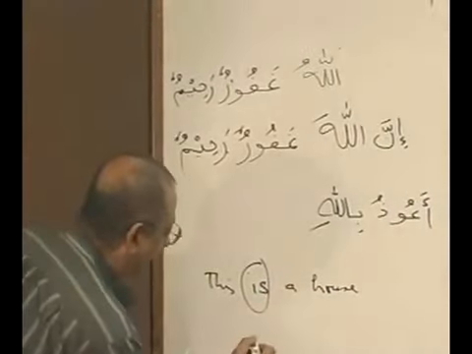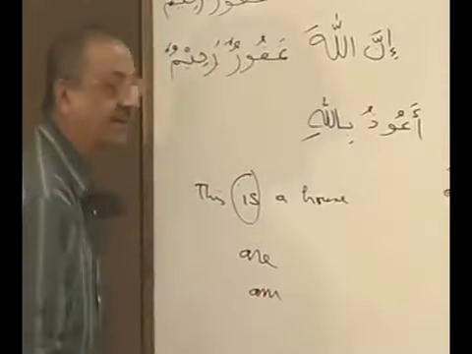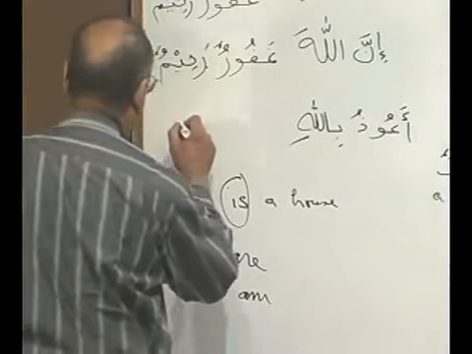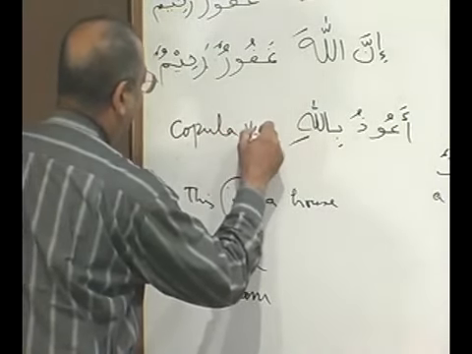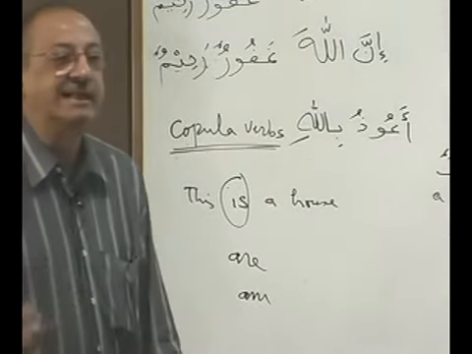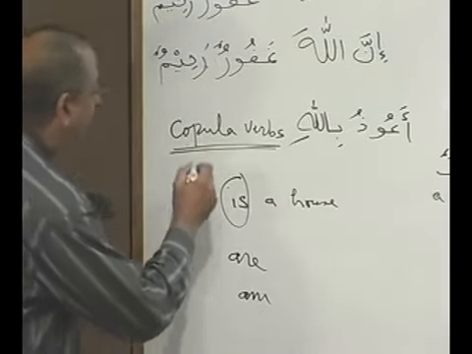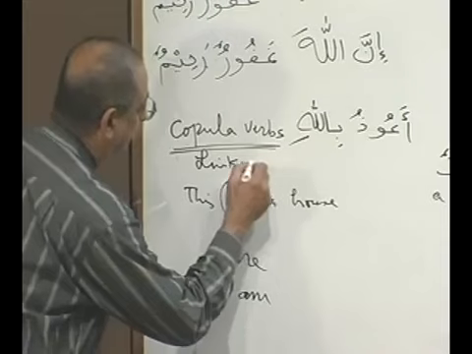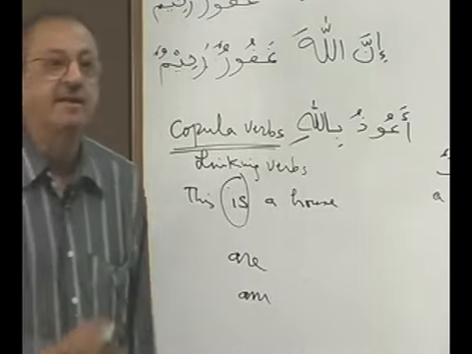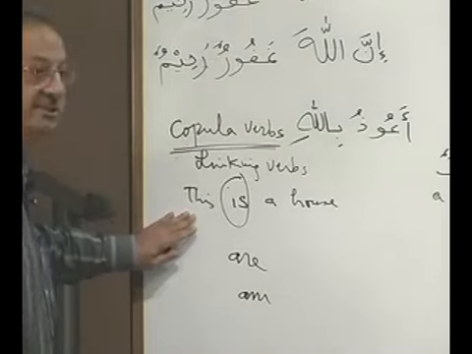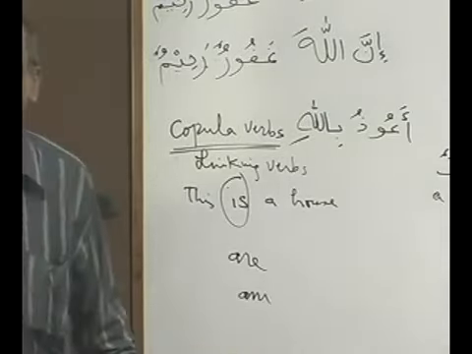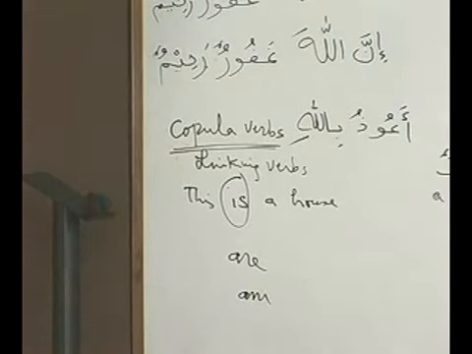Is, are, and am, these are linking verbs. In English, we call them copula verbs. They are intransitive verbs, but I will not go into detail on intransitive. They are called copula verbs. It means they are linking verbs. They link one noun with another noun, or they link the subject with the other noun. They are called linking words in English. They do not exist in the Arabic language. There is no need.